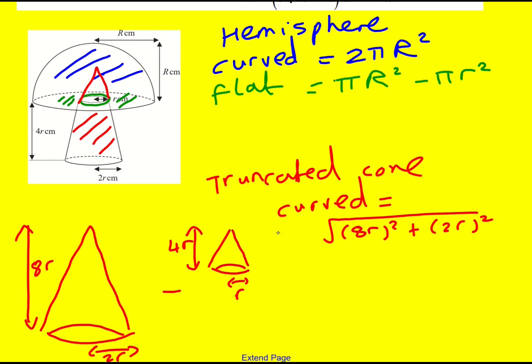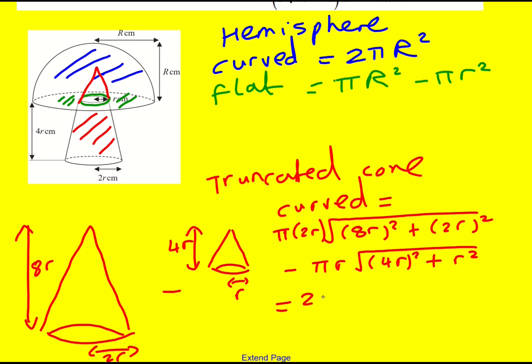It should be pi times 2r, because I'm replacing all of my r's by 2r because that's what the radius is. And then I'm minusing pi times r for this smaller one times the height, 4r squared plus the radius squared, like that. All right, let's have a go at simplifying this.